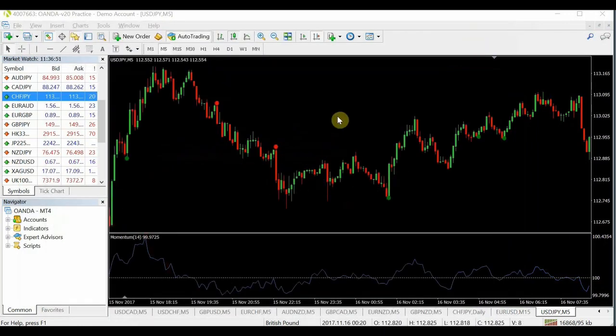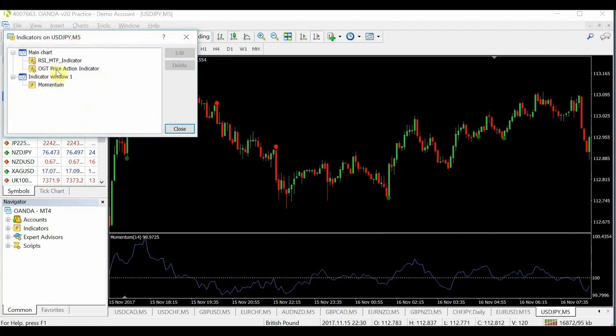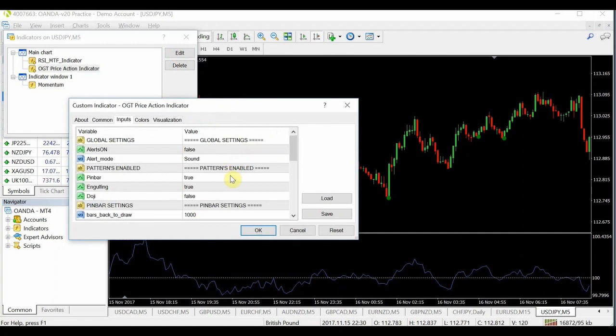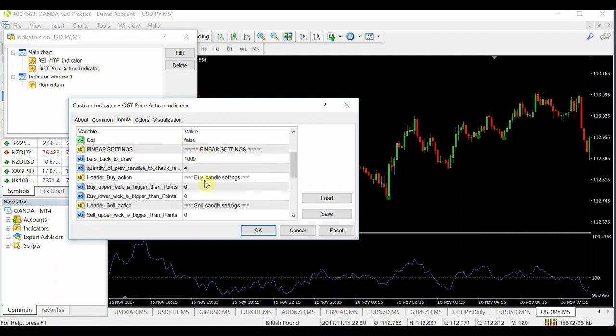So I've got a USD JPY 5-minute chart on, and we'll be looking at the 15th of November. Today is the 17th of November, so only a couple of days ago, trying to keep it as relevant as possible. Now, if we look at the indicator list of the OGT, again, don't worry about the pin bar and the doji, even though it's set to true. The engulfing is set to true, so you can show this.